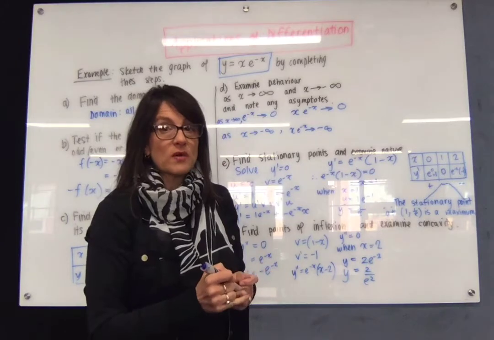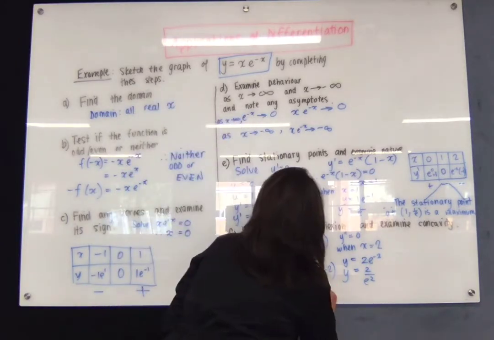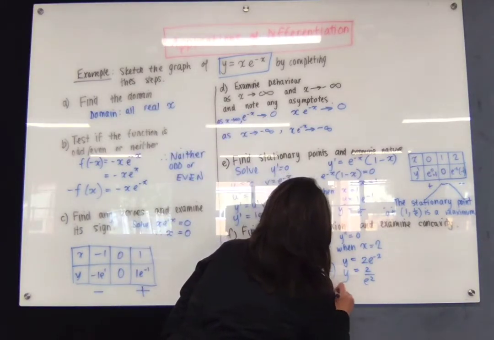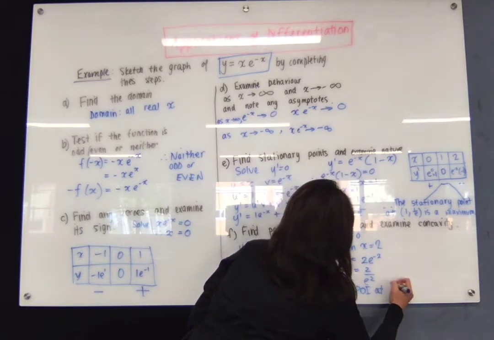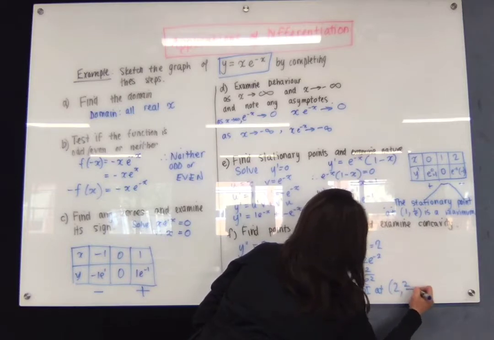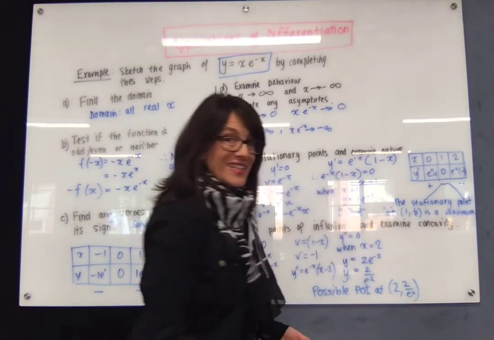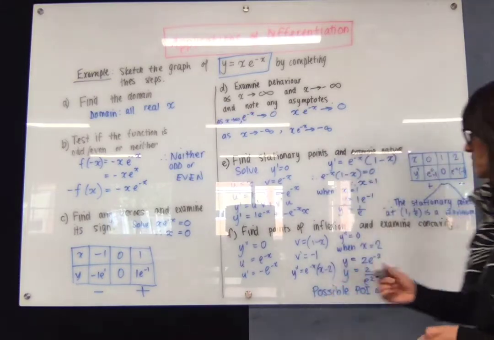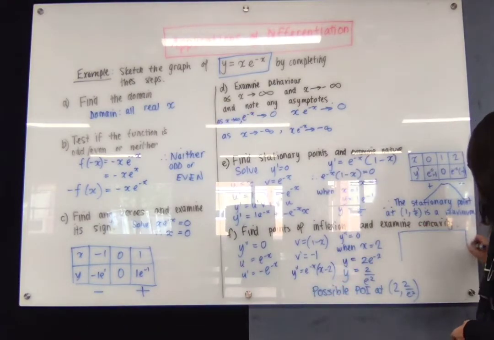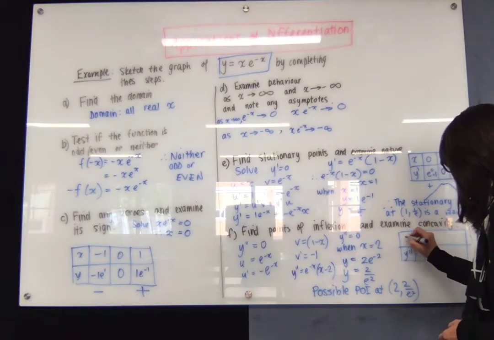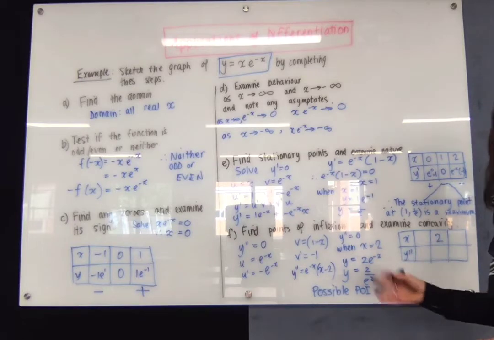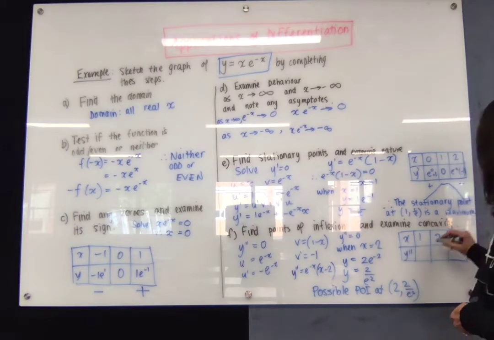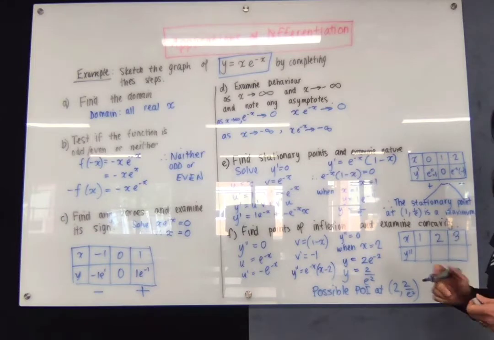Okay, so we have a possible point of inflection at (2, 2/e²). Let's verify it is a point of inflection by looking at our table and the second derivative. So when x equals 2, we're going to take something to the left, like when x equals 1, and something to the right, like when x equals 3.